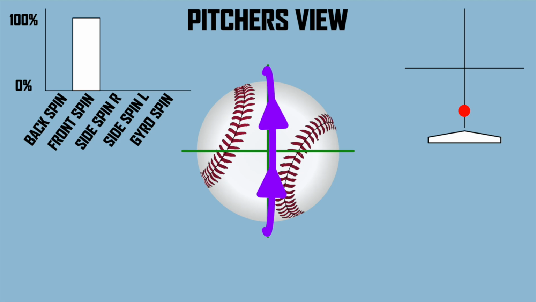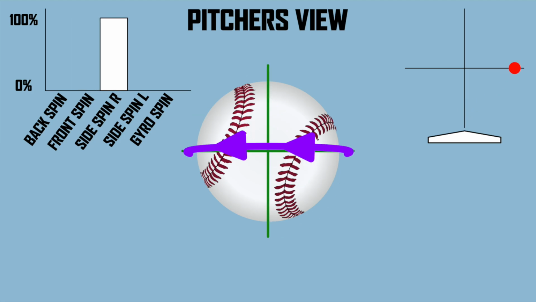And in our little bar graph in the top left, you can see it's going to be 100% front spin. Similarly, if this is spinning dead to the side, you can see the dot move over there to the right. Now, it's a little bit tricky to understand this. The back of the ball is spinning towards the left, which means the front of the ball is spinning towards the right. And if the front of the ball is spinning directly towards the right, you're going to get 100% side spin towards the right, and the ball is going to move to the right.